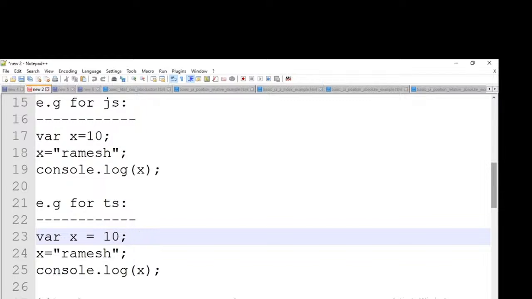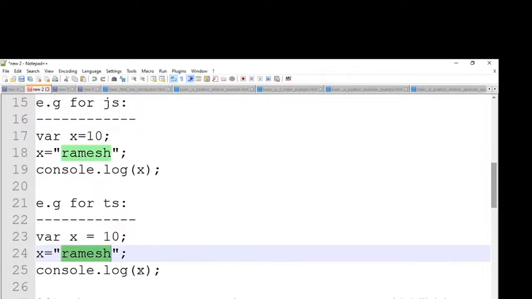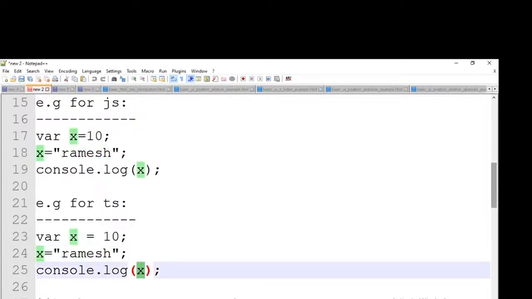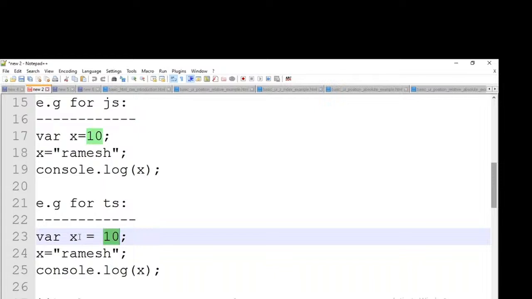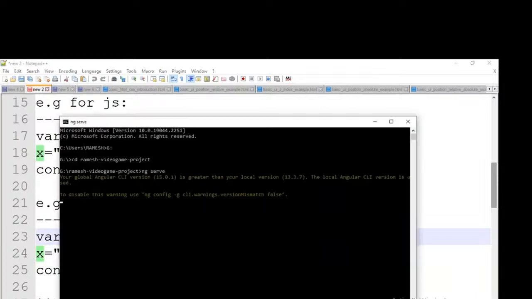For example, if you write 10 here, you have written Ramesh here, and here you write console.log X, what happens? You will get the output as error. Why? Because here X is 10, so this is the first value, and X automatically becomes the number data type. So X always expects only a number as the data. Clear to everybody?